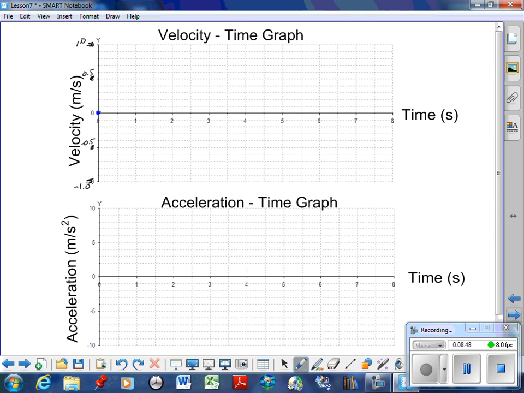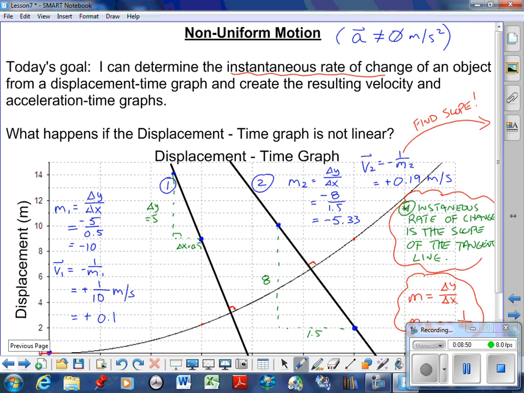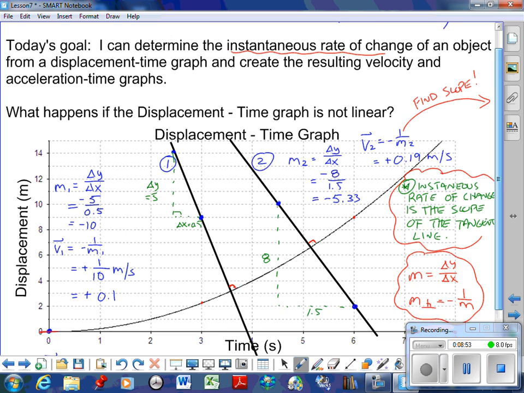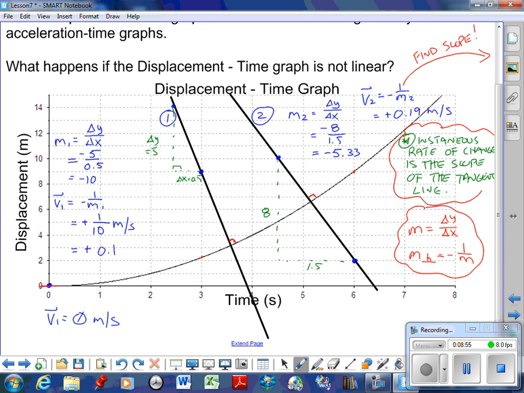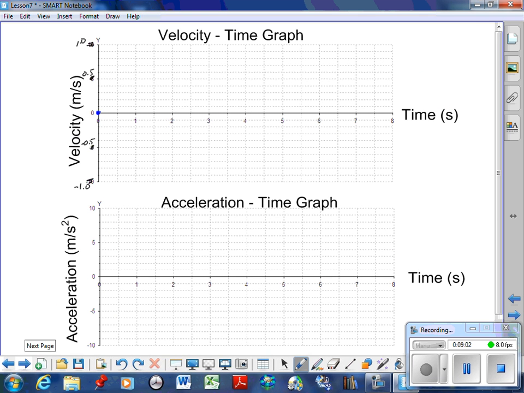All right, so flipping back, and you're just looking upward. At 3 seconds, and that's where I took the next point, my next red dot was at 3 seconds, I know my velocity is positive 0.1. So 3 seconds, positive 0.1. I know at 6 seconds, it's positive 0.2.